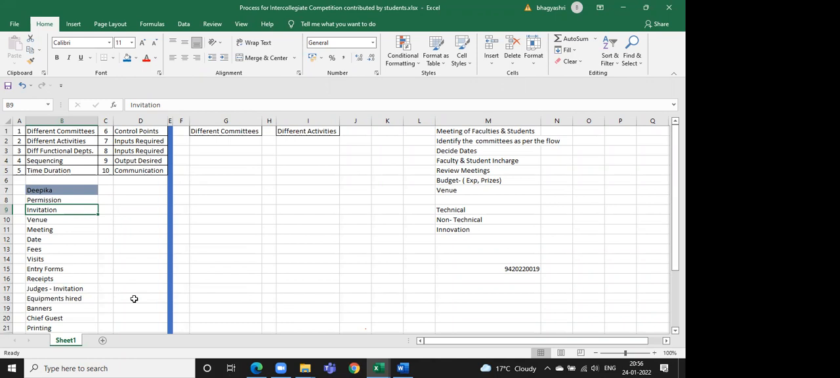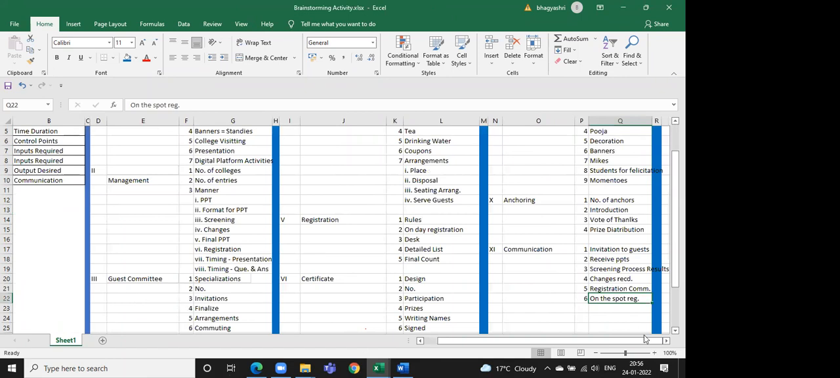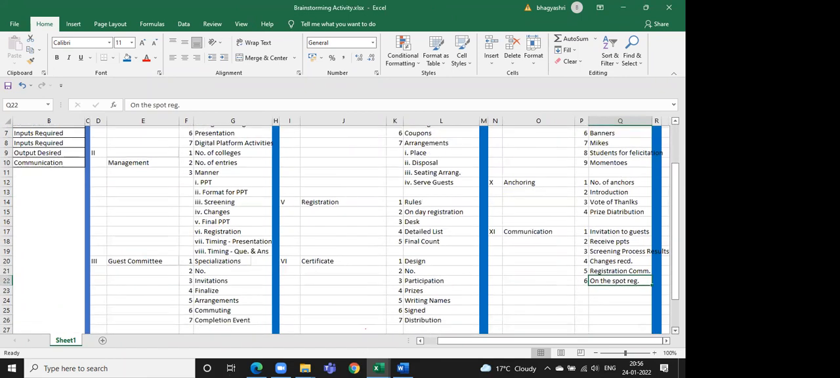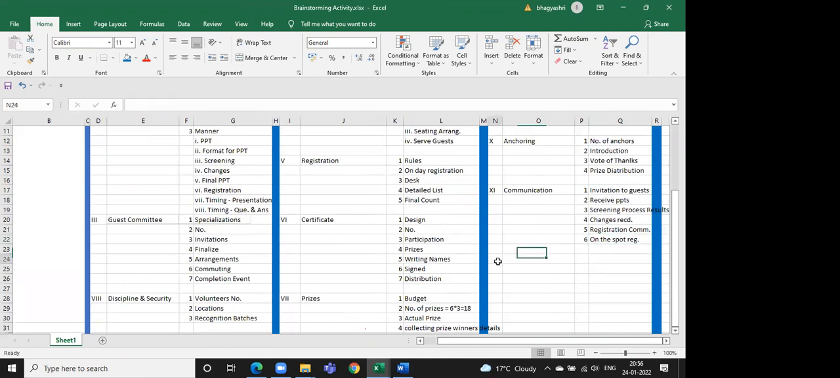Equipments hired, banners, advertisement, chief guest, this printing will be taken care of by the advertisement committee. Okay, then equipments hired. So in order to see to it that the entire process is taken care of smoothly, that's where we will be essentially having a technical committee as such. Okay, technical committee, that will be taking care of the presentation in the auditorium.